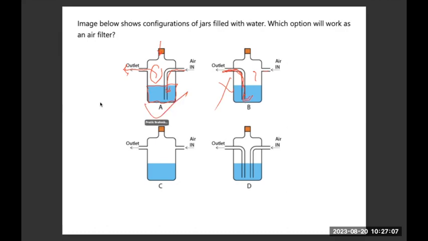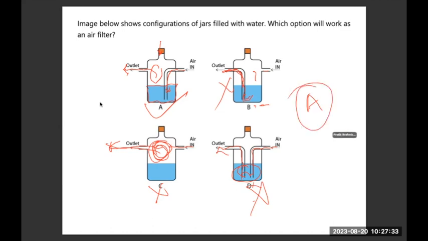In case of option C, air comes in, floats here and then goes out. So in C, maybe all the impure air will be going out. So C is also not possible. Option D and option B are very similar, except here it's an inlet which goes directly inside, impurity gets settled in, and then similar impure air goes out. Hence D is also not possible. Hence option A will be the correct one in this case.